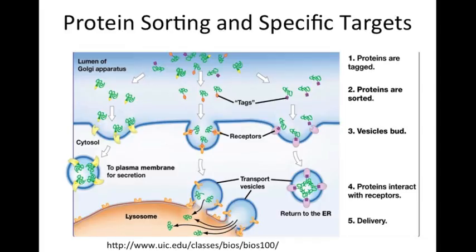And here we see that the proteins are sorted in the Golgi apparatus, and then they are budded off by clathrin, and then they interact with the receptors of the lysosome, and then fuse with the membrane of the lysosome. And then we can also see here the cytosol, the proteins in the cytosol, and we also see that some proteins are secreted.